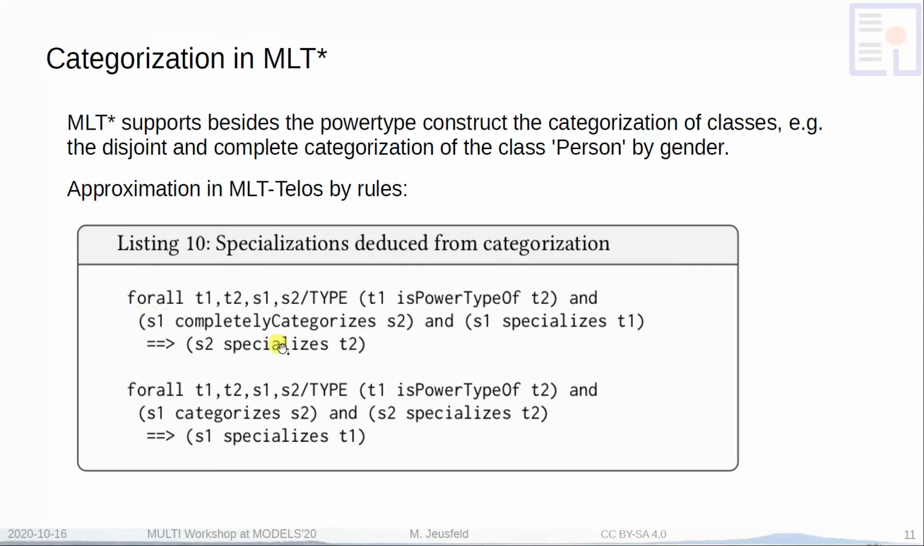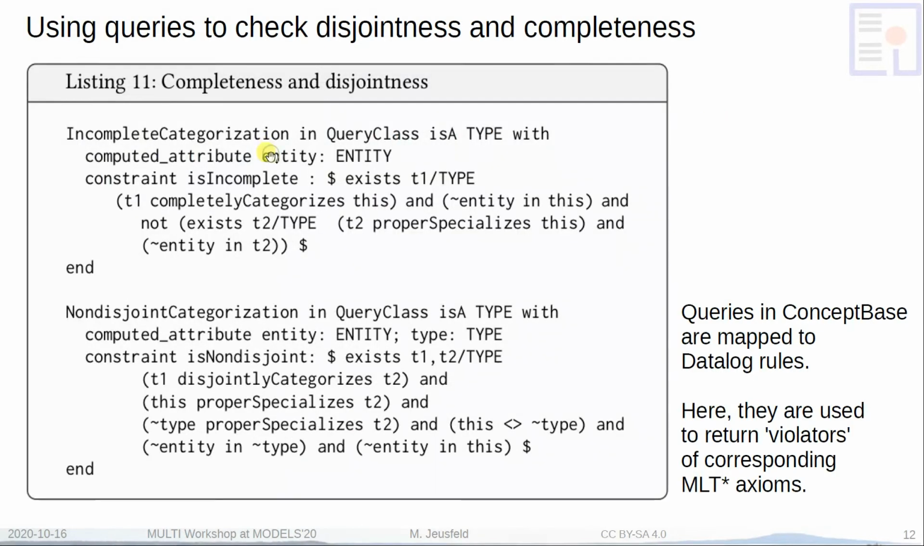This is for the complete categorization. So if that's the case, then it also specializes T2, and for the other categorization that also specializes T1. Yeah, the semantics of the categorization is captured here by query classes.